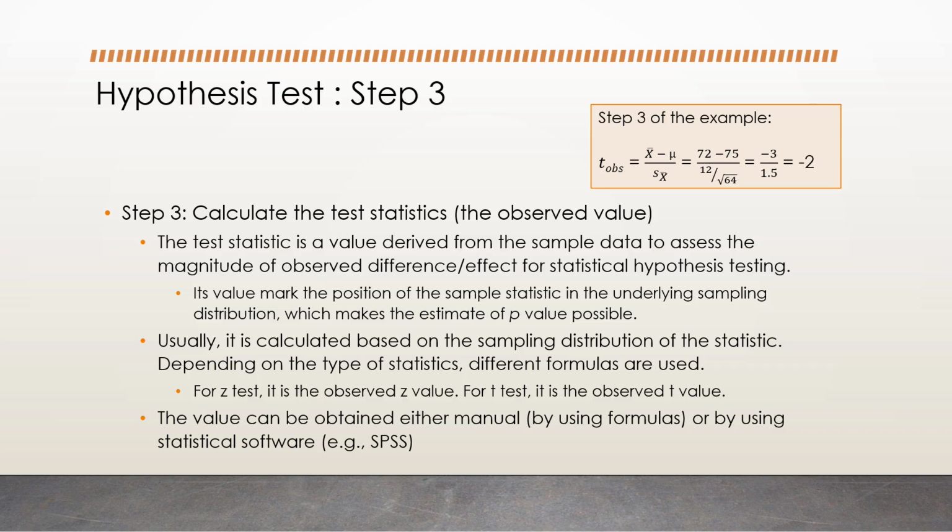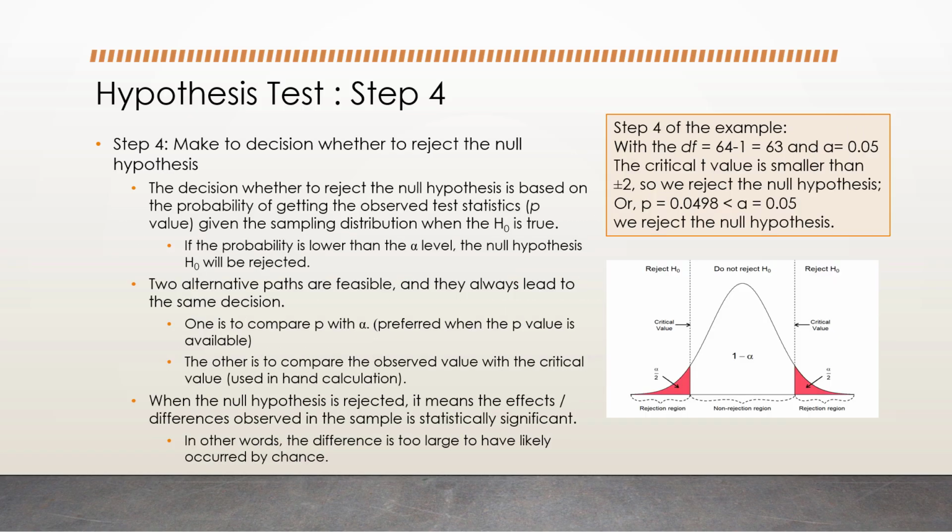For example, if a z-test is used, we calculate the observed z-value. These values can be calculated by hand using distribution tables, or more commonly today, obtained through statistical software such as SPSS. Step 4 is the time to make a decision. In this step, we decide whether to reject the null hypothesis. In short, if the probability is lower than alpha, reject H0.